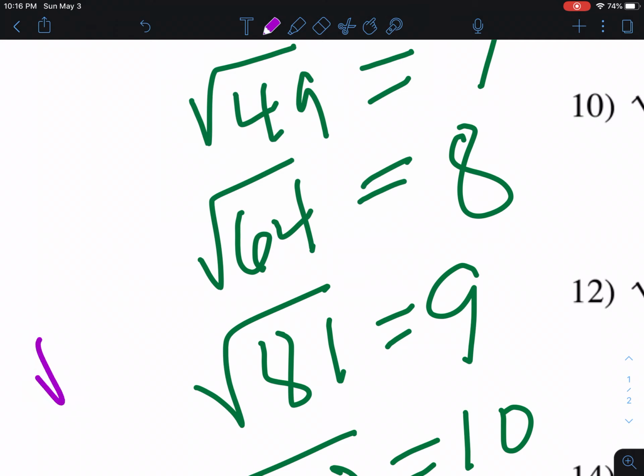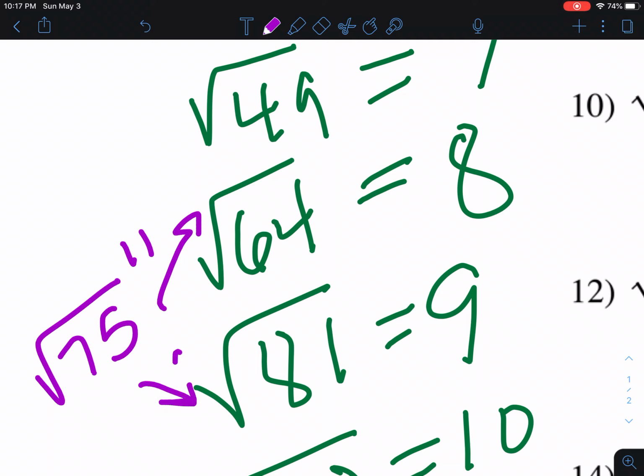All right, so square root of 75 is somewhere between the square root of 64 and the square root of 81. The square root of 64 is 8. The square root of 81 is 9. These are a couple of square root values that we know. So when we look at the square root of 75, how far away from 64 is it? Well, 75 minus 64 is 11. So it's 11 away from this one. And then 81 minus 75 is 6. So it's closer to 81 than it is to 64, which means that the square root of 75 is going to be closer to 9 than 8.